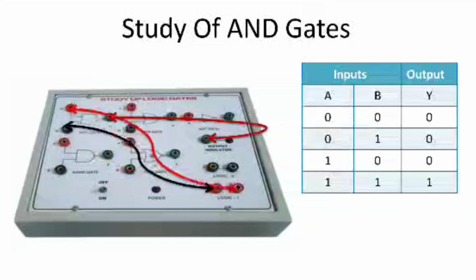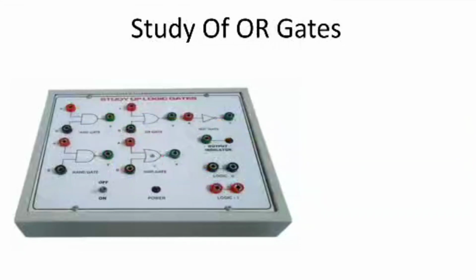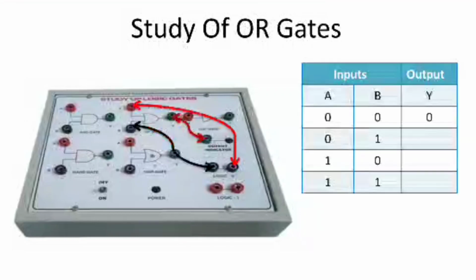Now let's see the OR gate. The second gate is logic OR. Again we have two inputs A and B. Let's connect output Y to the output terminal to get proper output. Now A is connected to logic 0, B is also connected to logic 0. Then the output Y will be 0.